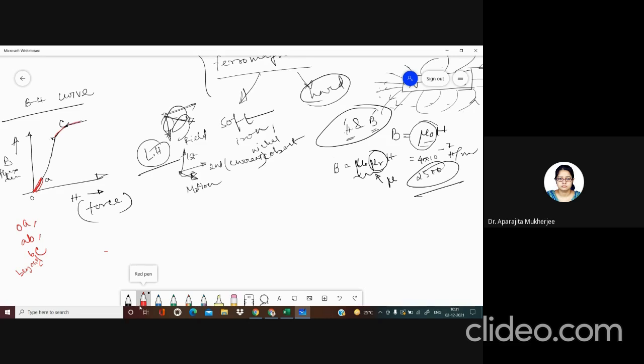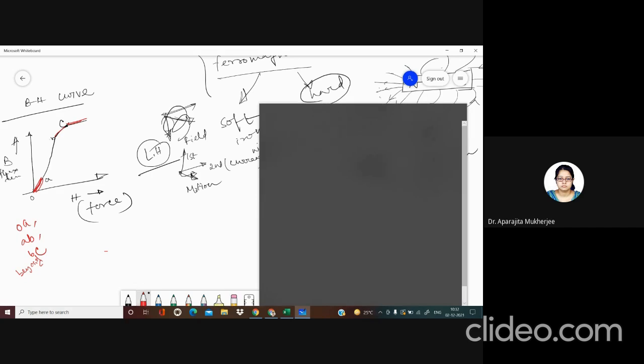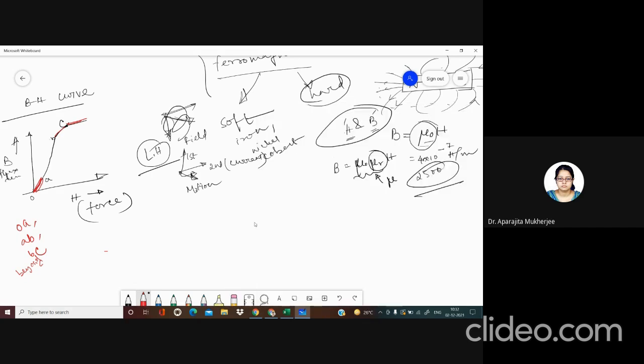That means this is a slanted type of curve, and the flat part of the BH curve corresponds to the magnetic saturation of the material. Now the nonlinearity of the curve indicates that the mu r of a magnetic material is not constant but largely depends upon the flux density B. Okay, so this is basically the BH curve.